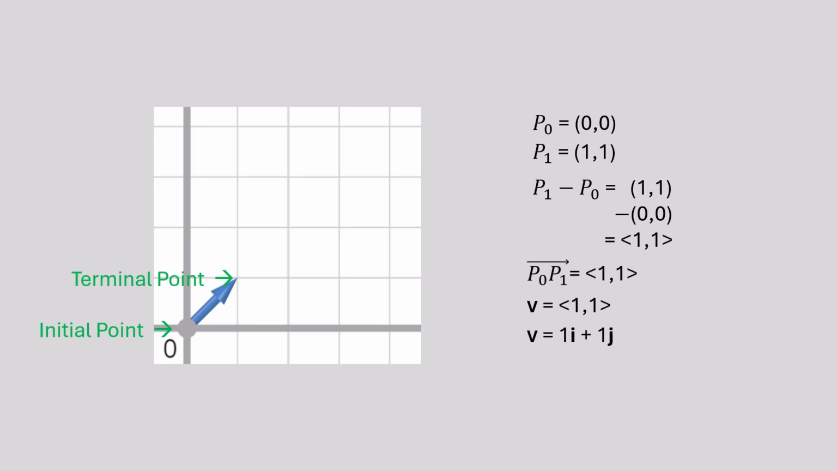There are many ways to symbolize a vector. As you can see here, it can have an arrow on top, angle brackets, a bolder letter, or i and j notation. Let's try this example. It says to find the vector from (2, 3) to (1, 0).